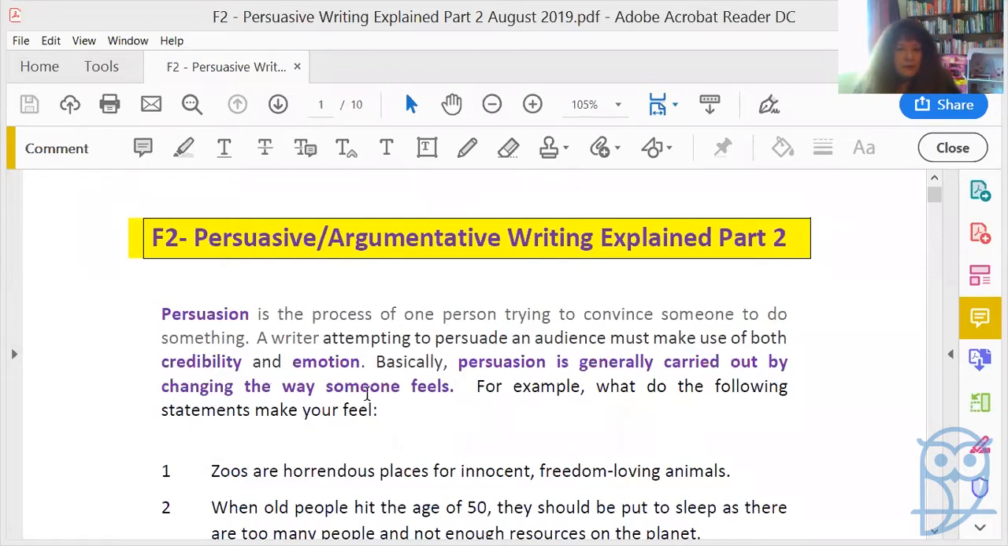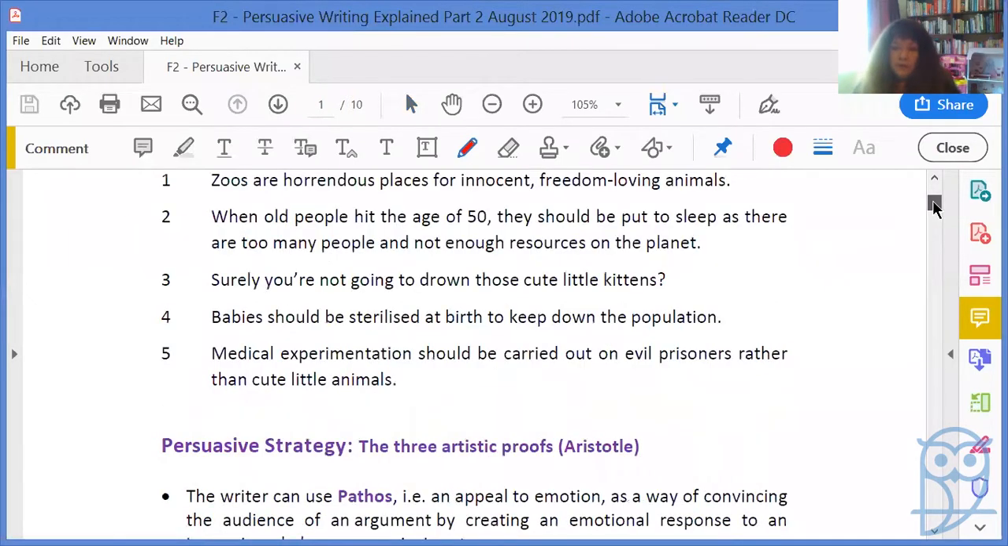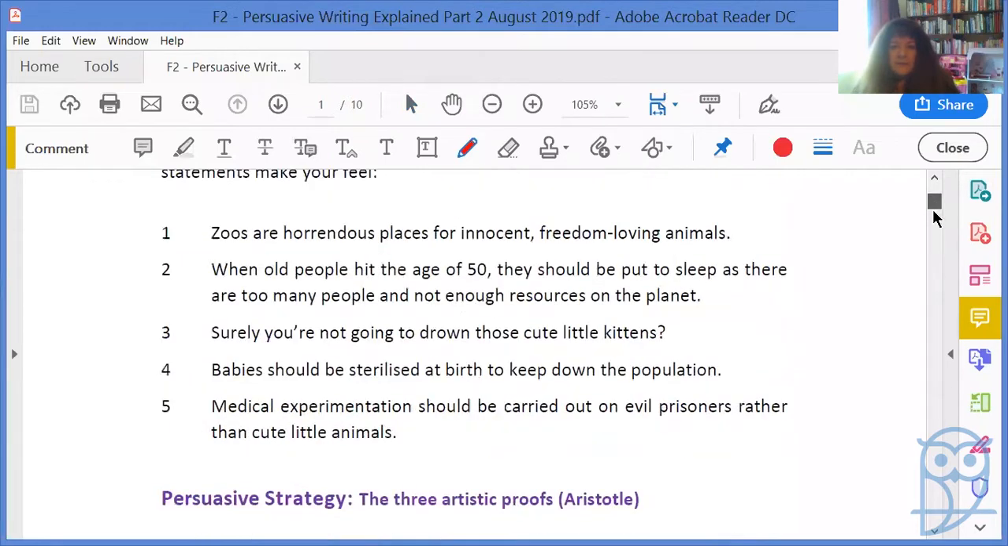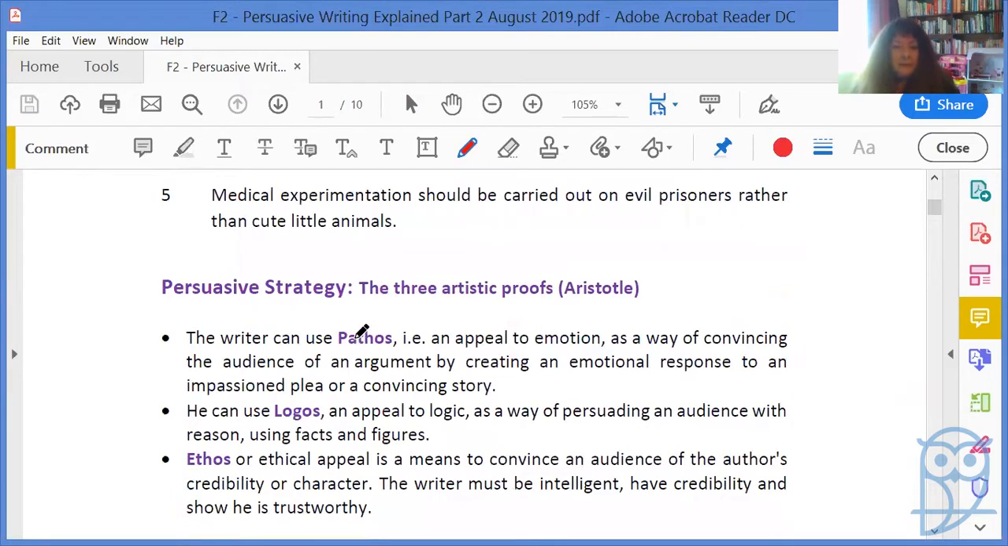As we said, persuasion is generally carried out by changing the way somebody feels about something. And that's your job. You're going to write that in your assignment. Remember, we decided about persuasive strategy. There are 3 artistic proofs thought up by Aristotle many thousands of years ago: pathos, logos, and ethos. Try to think about what these mean, or if you were asked that question in an exam, for example.